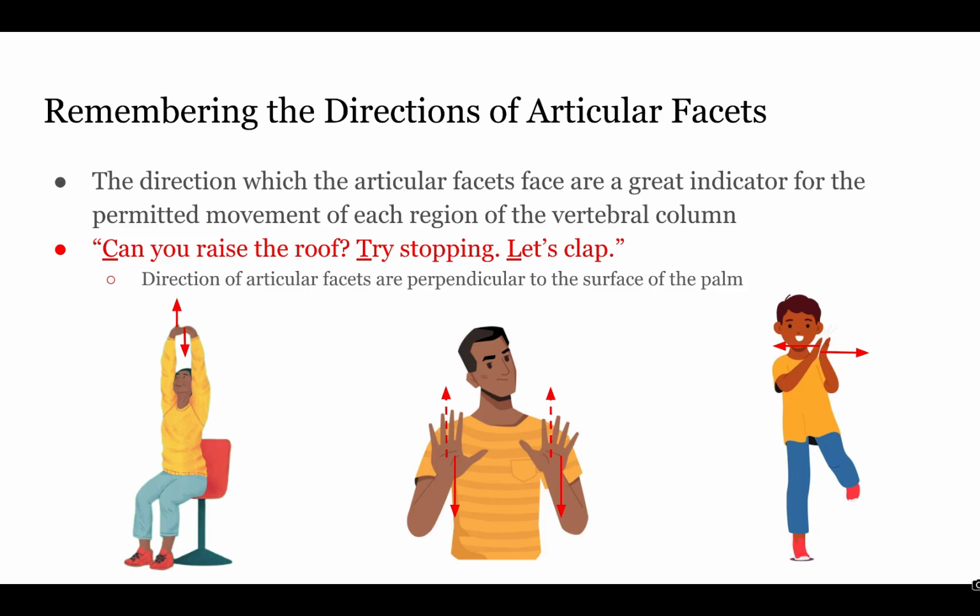with the saying, "Can you raise the roof? Try stopping. Let's clap." So the first letter of each sentence describes the region of the spine which each sentence applies to. For the first sentence, "Can you raise the roof?" it starts with a C, so this sentence applies to the cervical region. For the second sentence, the sentence starts with a T, so this sentence applies to the thoracic region. And the third sentence, "Let's clap," represents the lumbar region of the vertebral column.